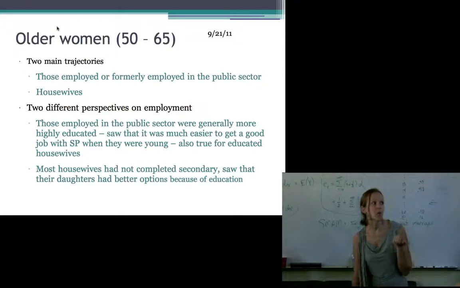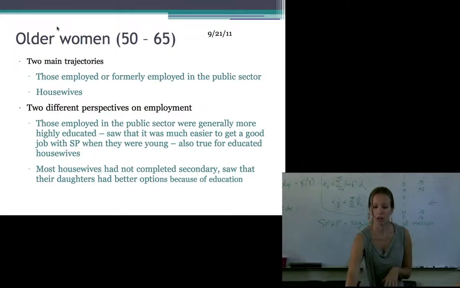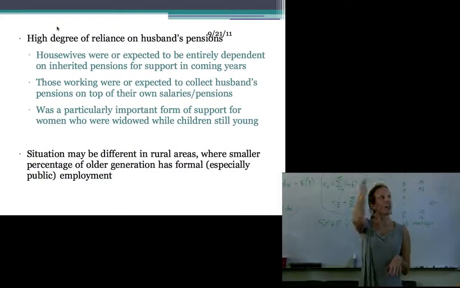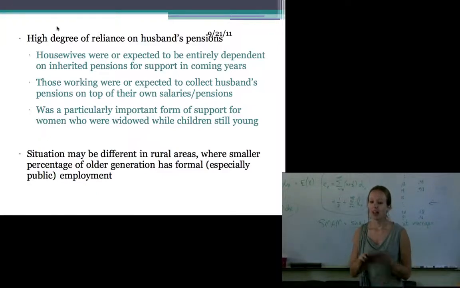The housewives were mostly those who, there were some who were educated and just either never wanted to work or their husbands never let them. A lot of them just had never been educated enough to have benefited from these public sector guarantees. A lot of them had finished primary and preparatory school, and that was about it. Interestingly enough, among both of these groups, there was a very high level of reliance on their husbands' pensions. The housewives either were or expected to be pretty much entirely dependent on inherited pensions.